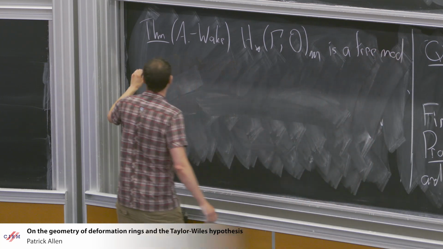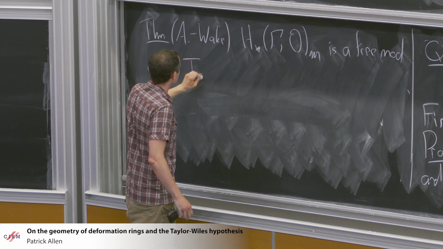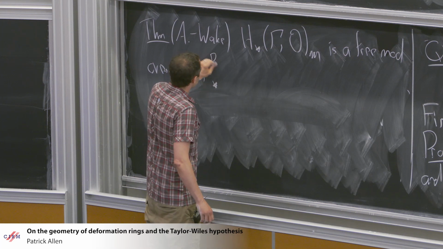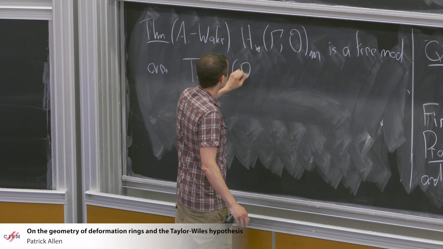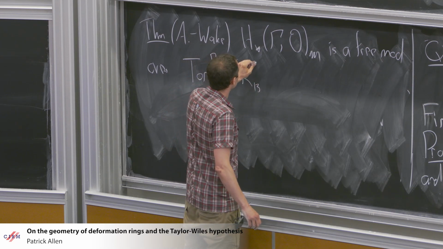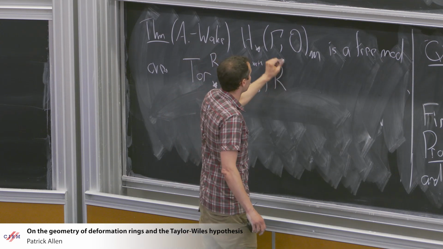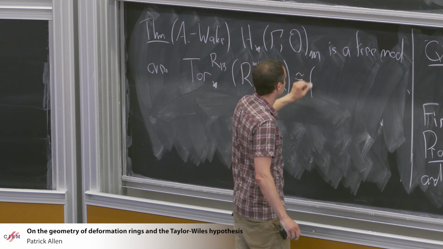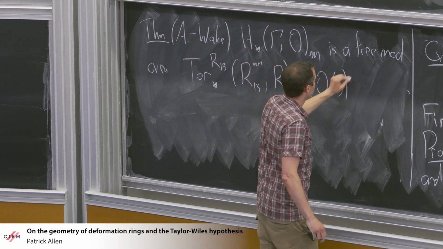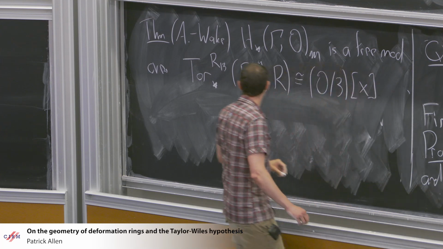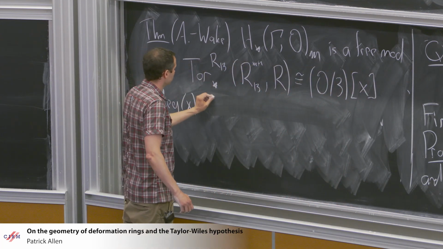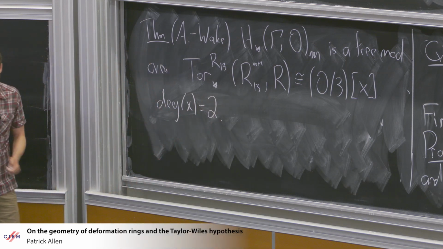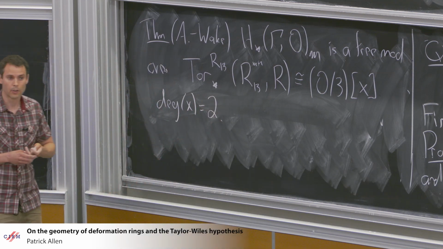over the Tor algebra, where I take Tors with respect to the universal deformation ring at 13, the universal minimal deformation ring at 13, and this global deformation. And in fact, this is isomorphic to O mod 3, polynomial in one generator x, where the degree of x is 2. Okay, so this is the result.